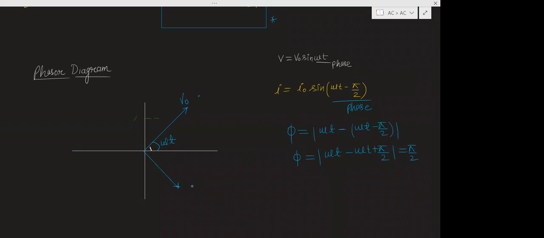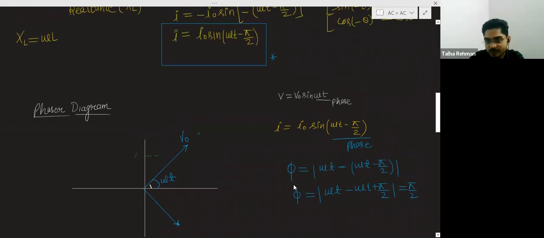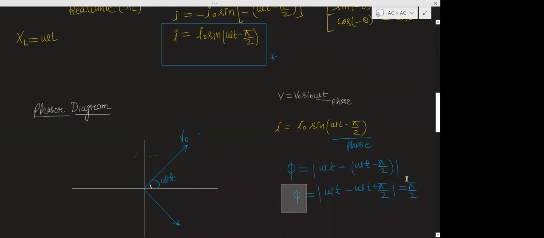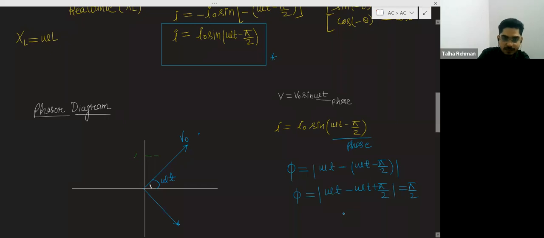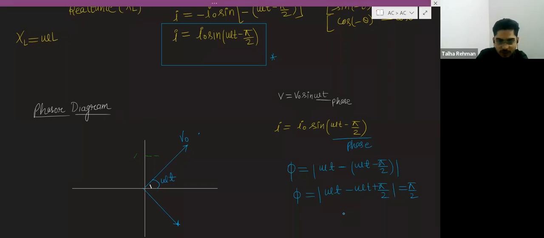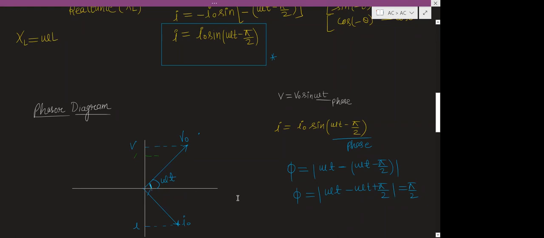So here you can see the phase difference phi is 90 degrees. Pi by 2 is 90 degrees. Basically, this is your I naught. When you draw the projection you will get V, and when you draw the projection here, you will get I, and this whole angle will be 90 degrees. Why is this angle 90 degrees? Because this current is lagging behind the voltage by 90 degrees.